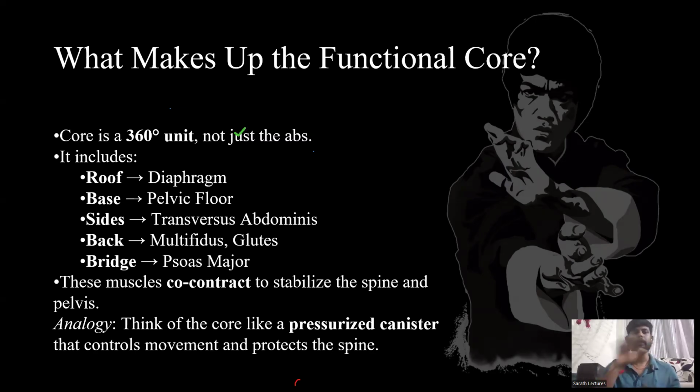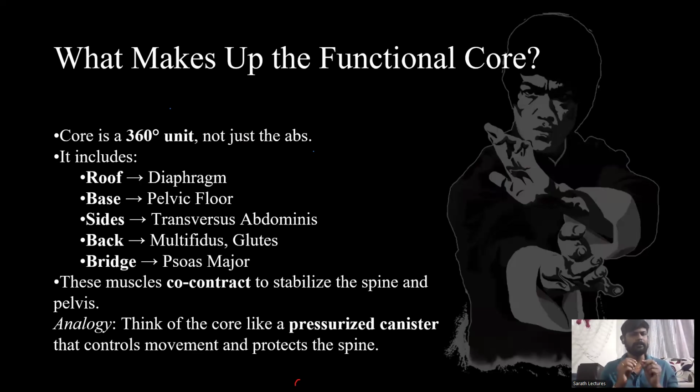The roof is formed by the diaphragm muscle, and the base is formed by the pelvic floor muscles. The front and sides are formed by the transverse abdominis muscle, and the back, near the spine, is formed by the multifidus, intertransversarii and interspinalis muscles. The bridge is formed by the gluteus and psoas major muscles. The gluteus muscle is not exactly on the spine; it starts from the pelvis, so you can call it a bridging muscle rather than a back muscle.